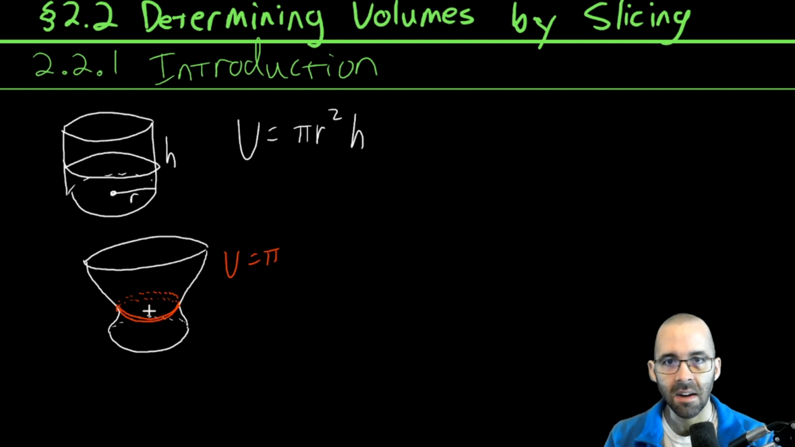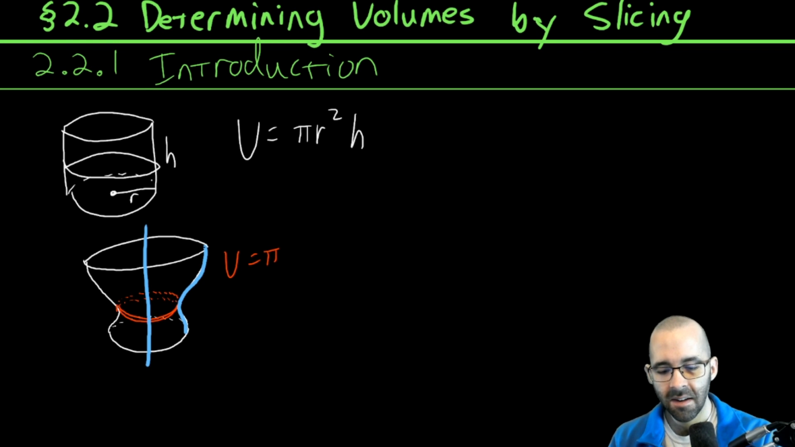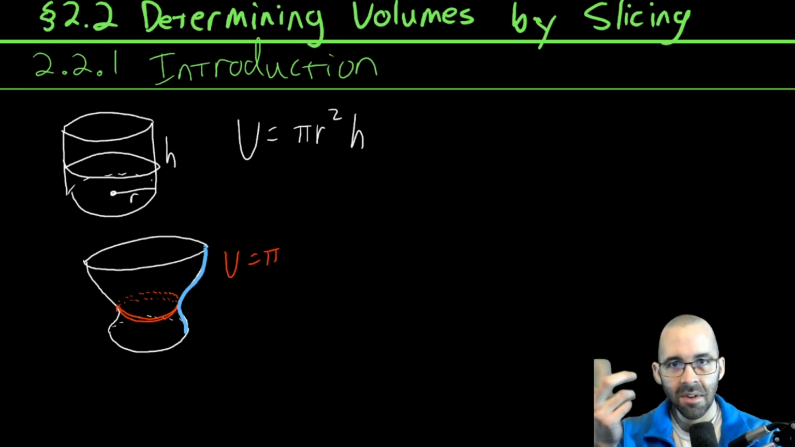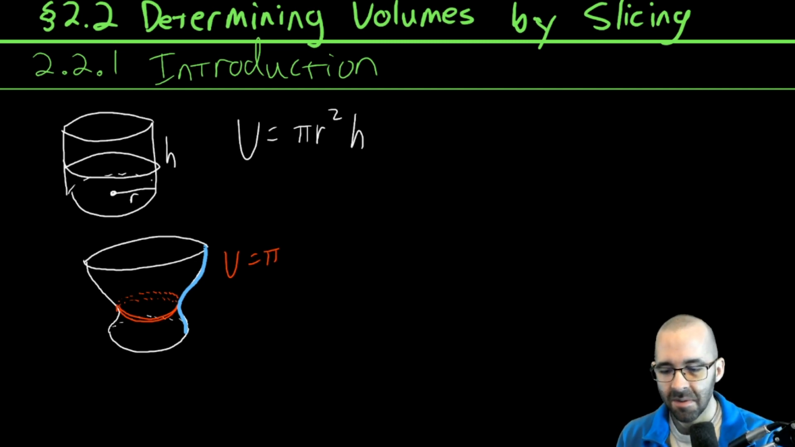Well, what's our radius here? Well, the radius is going to be different at any height. And in fact, if you think about this blue guy over here as a curve, and this as the y-axis, then in this case, the radius is just the function value in terms of y, because it's sideways.